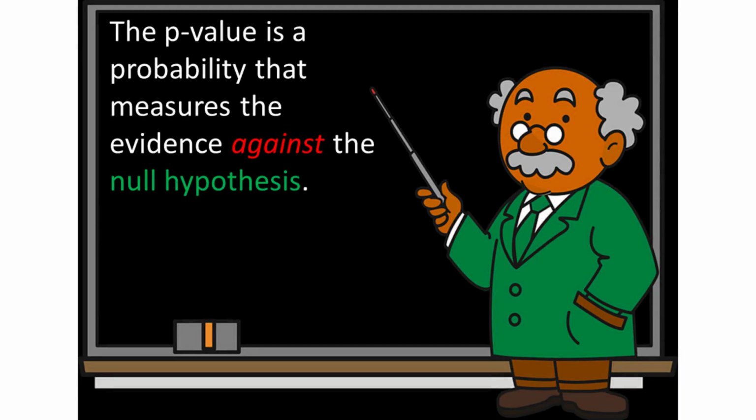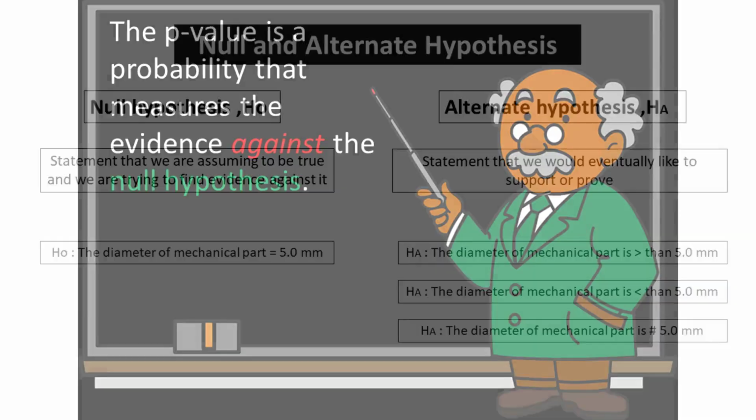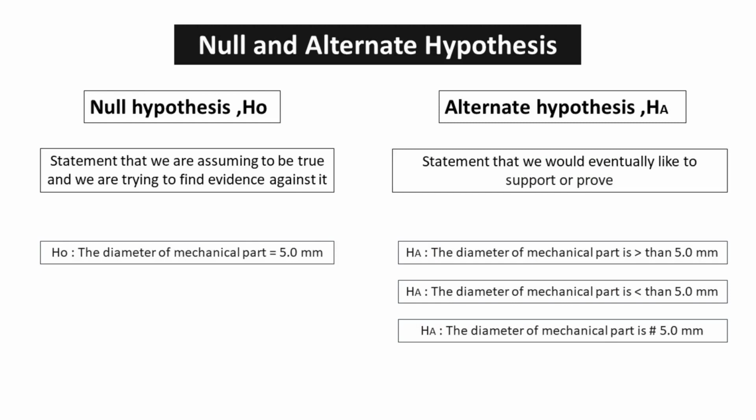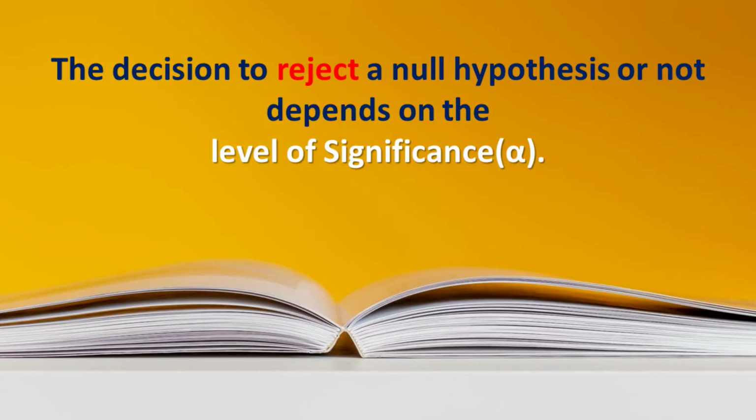P-value. The p-value is a probability that measures the evidence against the null hypothesis, and it plays a crucial role in determining the significance of results in scientific studies. When researchers conduct experiments or studies, they often have a null hypothesis, which is a statement that there is no effect or no difference. The decision to reject a null hypothesis or not depends on the level of significance, alpha.